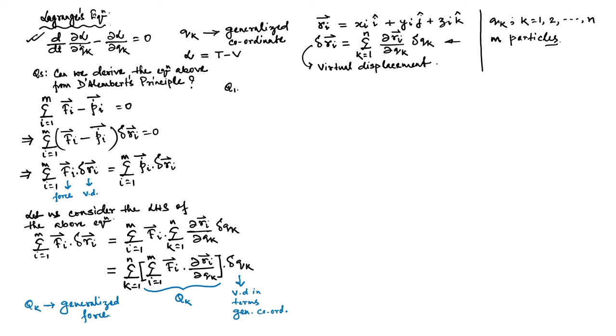So, Qk is equal to summation i equal to 1 to m, because it is over i, then Fi times dou r i vector divided by dou Qk. Okay, let me just erase this. Now, we can further expand this, because if you look at the definition of the position vector Ri, we have already defined, and then for a conservative system, we know how this force is actually related to the potential.